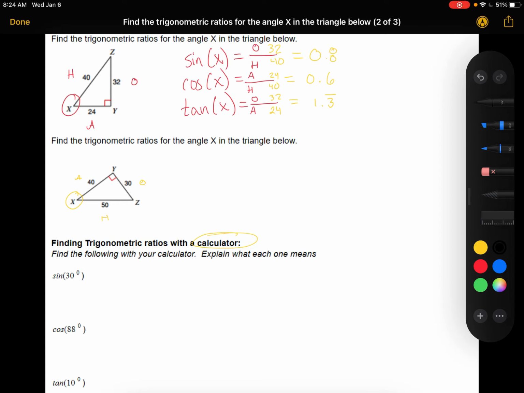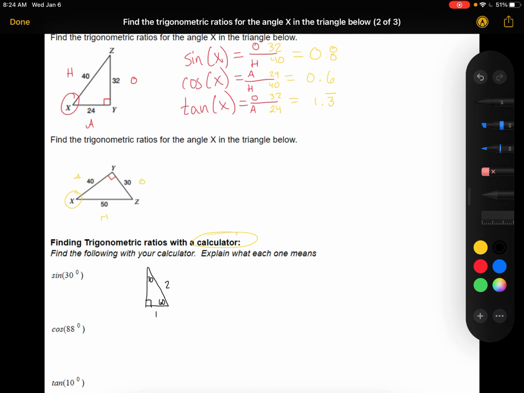So let's say we had a triangle, and we had a measure of 90, we had a 30 degree, which means our other side is 60 degrees. Well, if you remember back to the video from a few days ago, we actually know the side lengths of this triangle. This is a 1, 2, root 3 special right triangle example. So the sine of 30 here is going to be opposite, which is 1, over our hypotenuse, which is 2. So our sine for this should be 0.5.